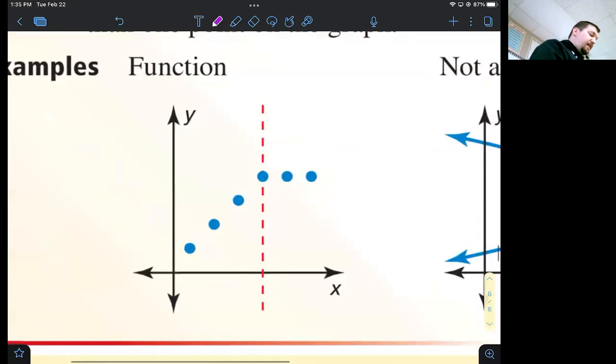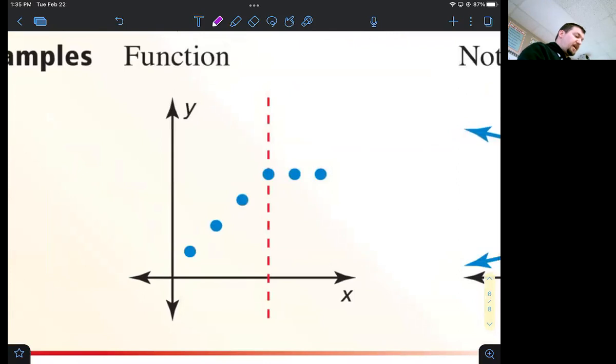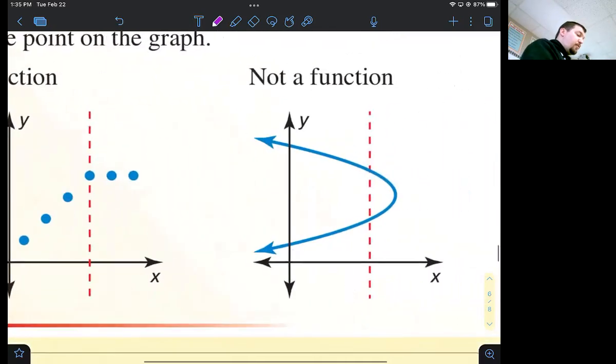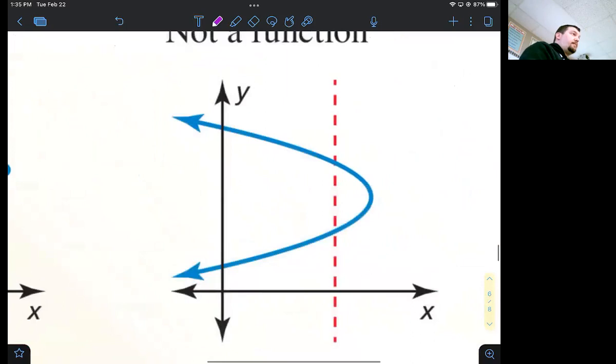So you can see this would be a function, even though it's not connected, also not linear. This is a function because if I draw a vertical line anywhere on that graph, it's not going to cross 2 points. It's only going to cross 1. Whereas if I draw a vertical line anywhere on this graph, it's definitely, most often, going to cross at 2 different spots.